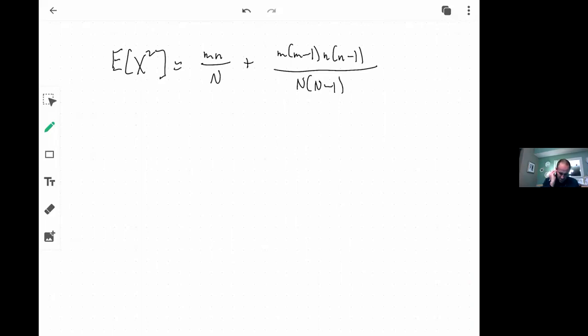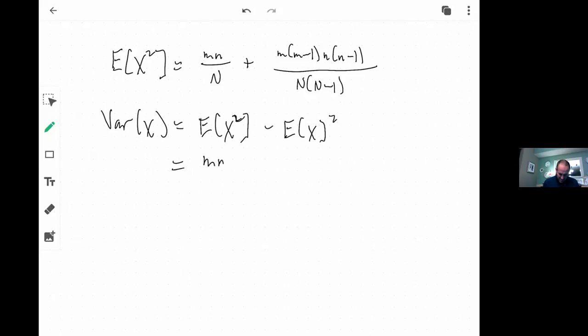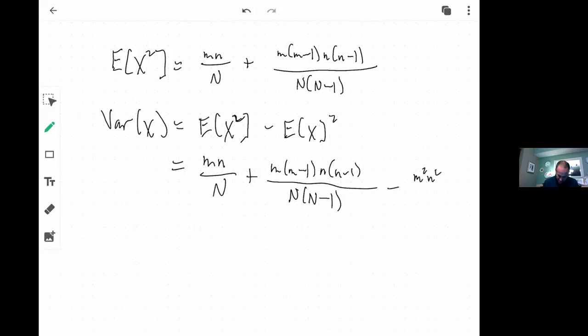Yeah. All right. So what is this thing going to look like in the end? Well, I can compute the variance, which is the expected value of x squared minus the expected value of x quantity squared, which is this thing: mn over N plus m minus 1 n minus 1 over capital N minus 1, minus, oh, this is interesting, it's going to be m squared n squared over capital N squared, okay?